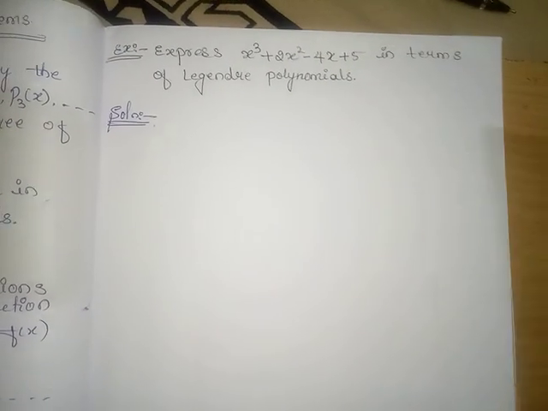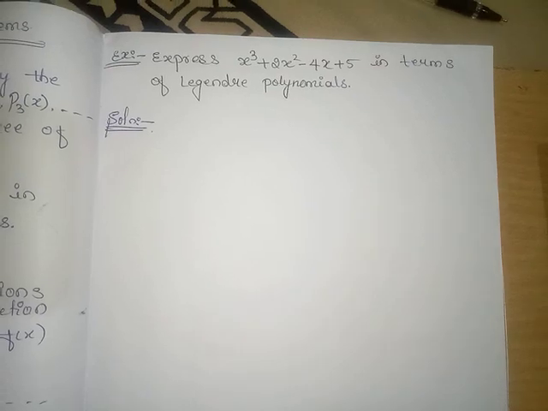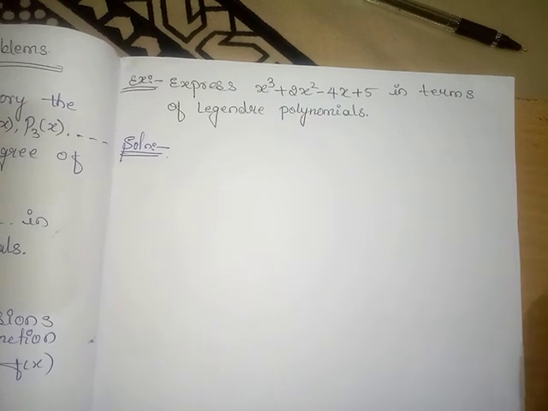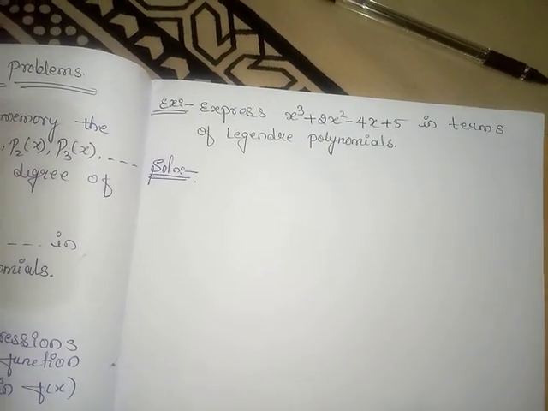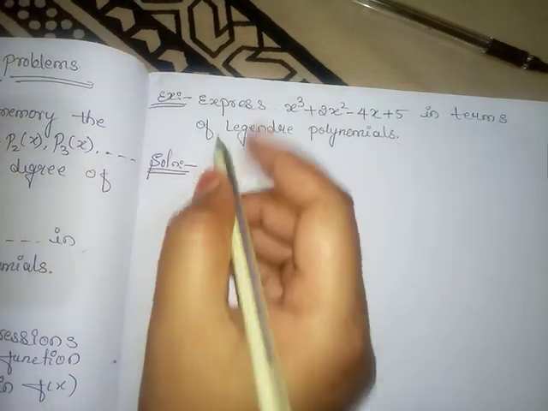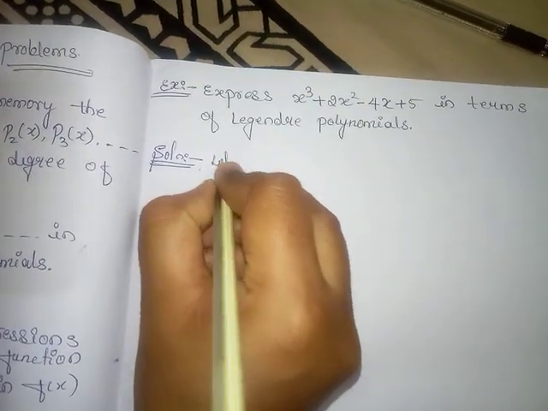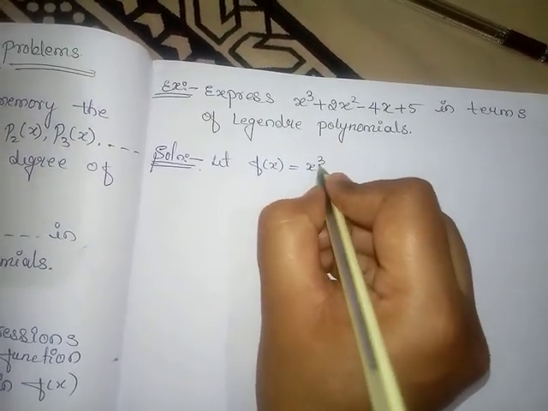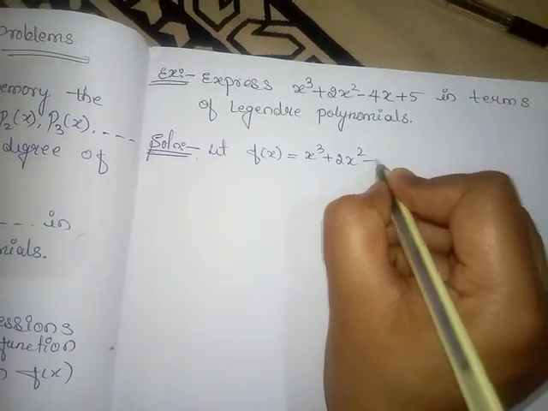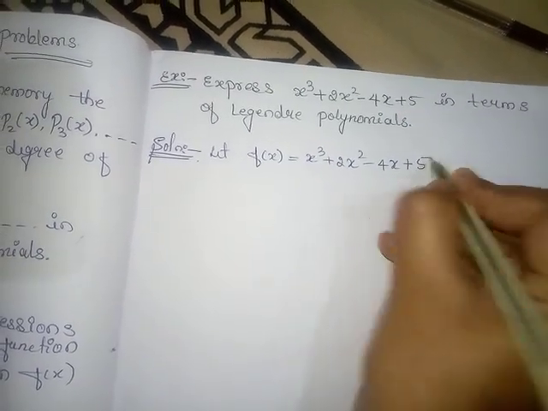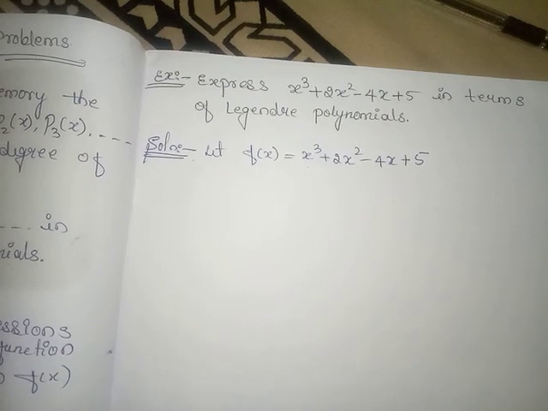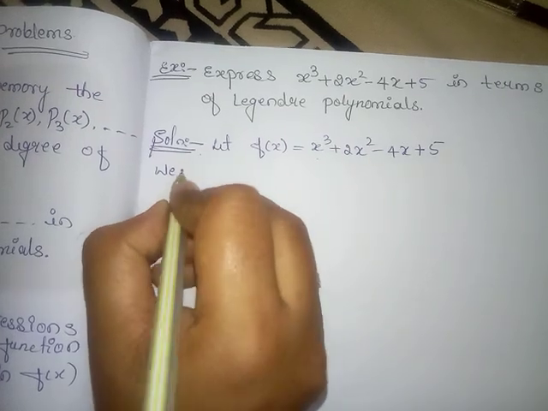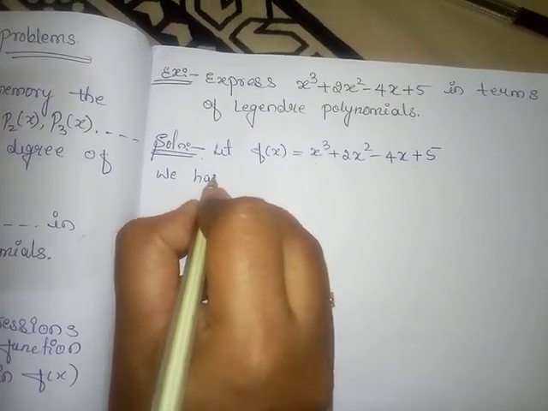Express x cube plus 2x square minus 4x plus 5 in terms of Legendre's polynomials. Solution. Let the polynomial be f of x is equal to x cube plus 2x square minus 4x plus 5. Here we have degree 3, therefore we have to write Legendre's polynomial up to P3 of x.